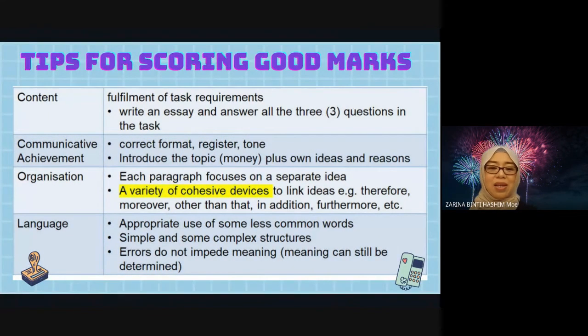Okay. And then apart from that, you also need to use simple and some complex structures. Okay. Simple ni macam ayat yang pendek. Complex structure ni ayat yang panjang dan ada berbagai-bagai macam dia ayat compound, ayat majmuk, tahu kan? Macam tu lah. Kena banyak gunakan ayat compound dengan ayat kompleks kat sini. Okay. Dan juga ayat simple tu kalau boleh tak banyak pun tak apa, yang banyak ayat kompleks. Okay.